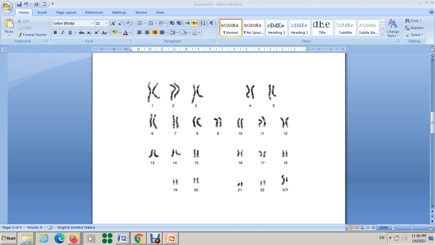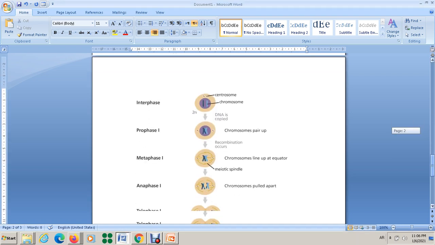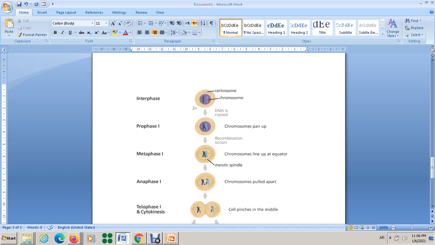So let's continue with the phases after the interphase and after the DNA is copied. Now what's going to happen in prophase 1? In meiosis 1, we have prophase 1, metaphase 1, anaphase 1, telophase 1, and cytokinesis. Let's start with the first, which is meiosis 1.